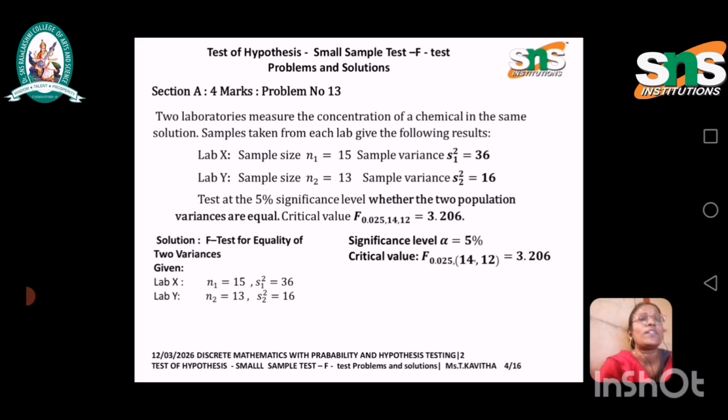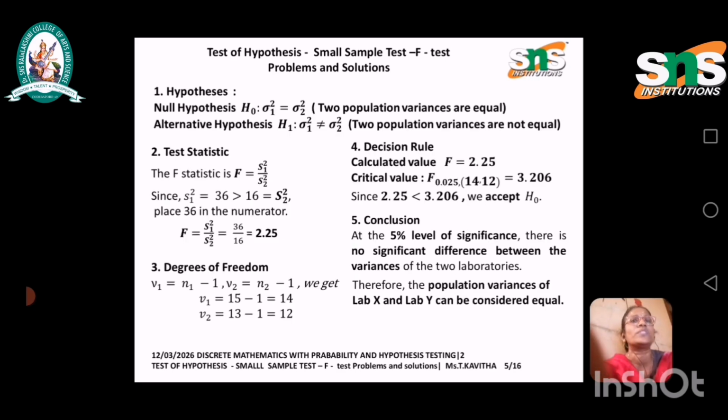Now we calculate. First we define the hypothesis. The null hypothesis H0: sigma 1 square is equal to sigma 2 square, the two population variances are equal. The alternative hypothesis H1: sigma 1 square is not equal to sigma 2 square, that is, the two population variances are not equal. Here our test statistic is F equals S1 square divided by S2 square.